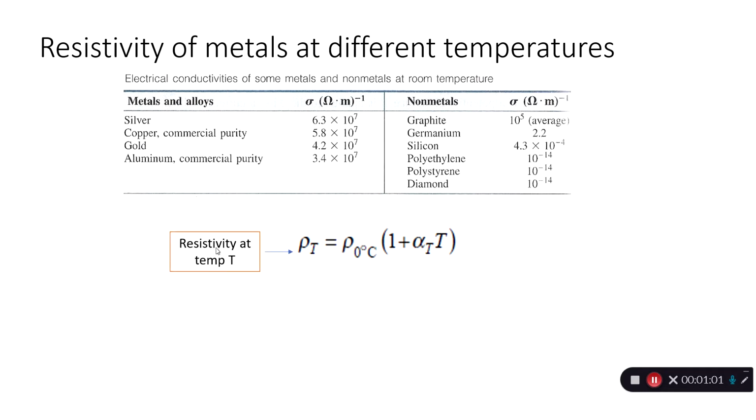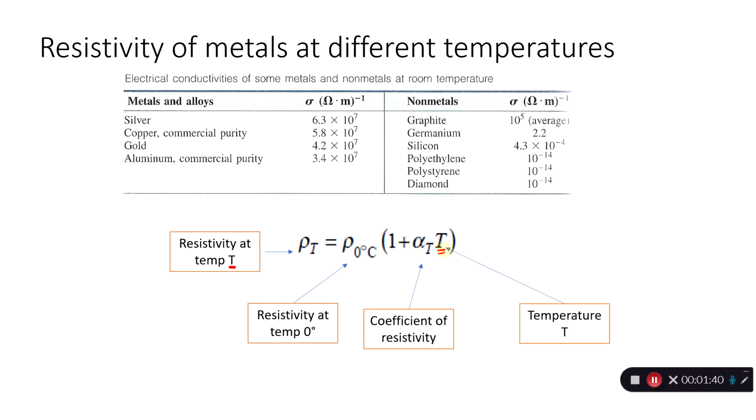So we have the resistivity at temperature T, where T is whatever temperature we are currently working with, equals the resistivity at 0 degrees times 1 plus alpha T times T. So alpha T is the temperature coefficient of resistivity, and capital T at the end is the temperature. That relates to the temperature here. This is the same value.